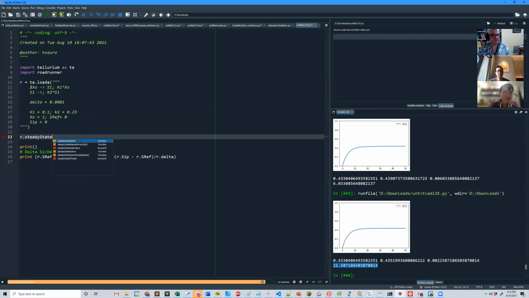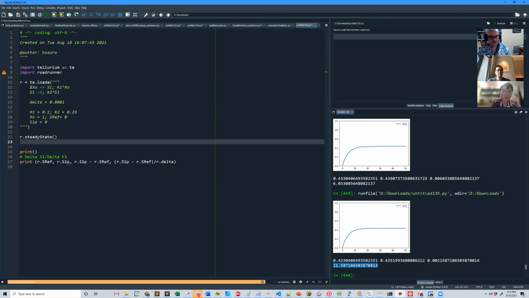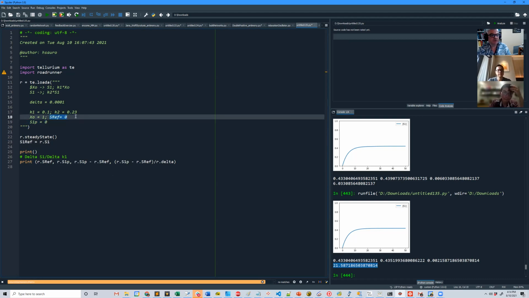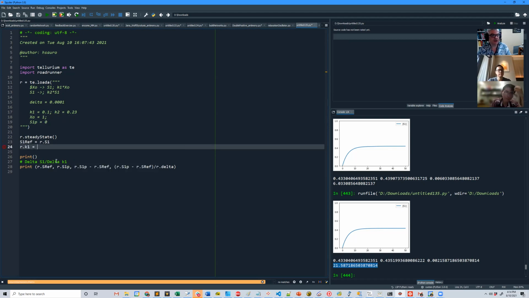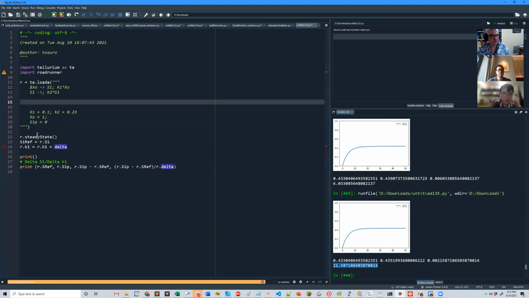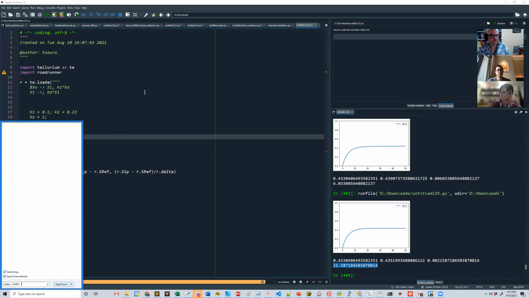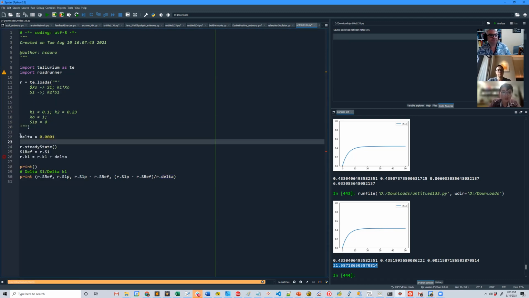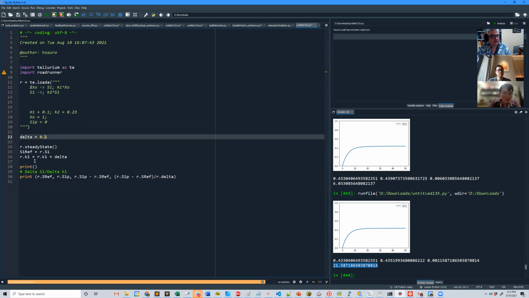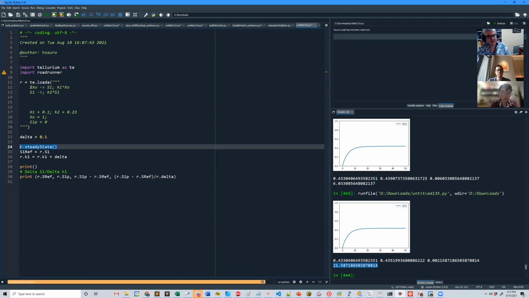So I'm going to compute the steady state, okay? And now S1 ref equals r dot S1. I don't need S1 ref here anymore because I'm going to compute it outside. Then I'm going to perturb K1, okay? I'll call it delta, and then I'll take this delta out. I don't need it there anymore. I'll put it here. Whoops. I will make it 0.1, okay? Then I'll recompute the steady state.